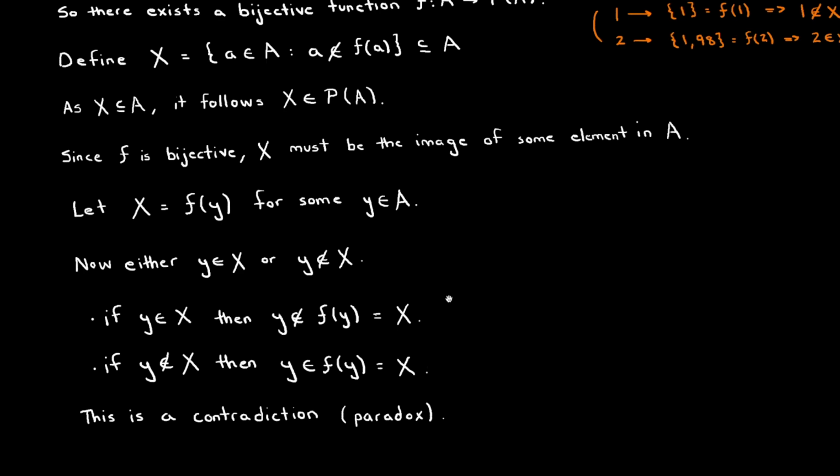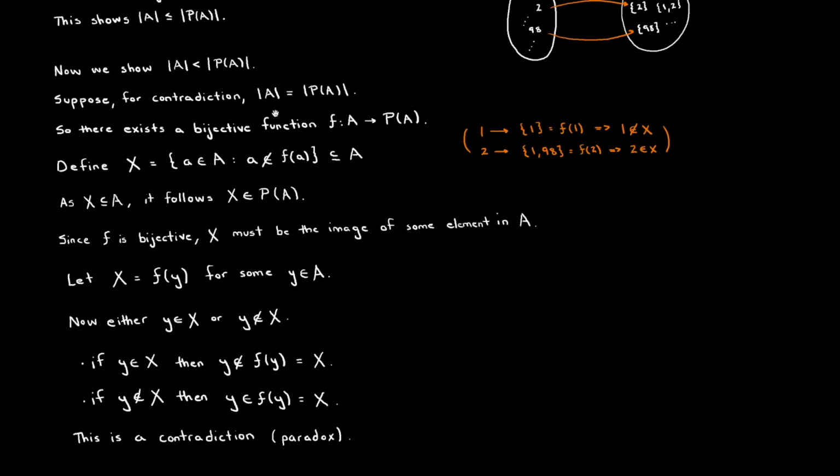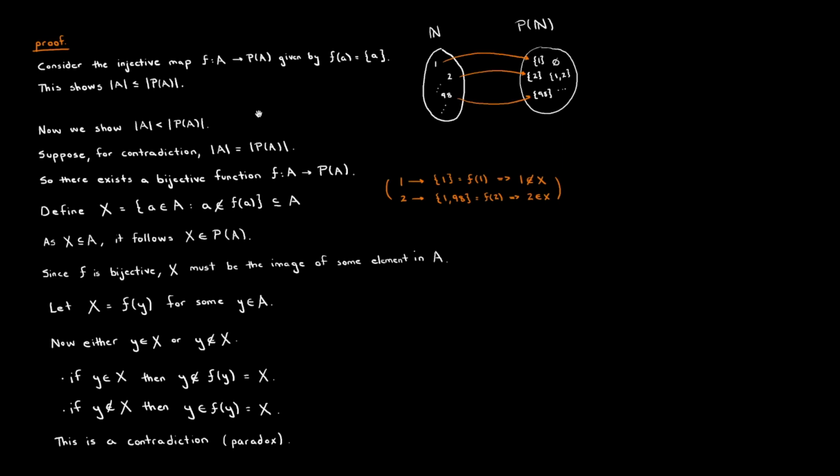So this is a problem, right? Because like I said, y is an element of A, and X happens to be a subset of A. So y should either be in this subset or it should not be in this subset. And so we've gotten a paradox here. When we suppose y is in X, we get a contradiction. When we suppose y is not in X, we also get a contradiction. So we're not sure which one it is. And the reason we got this contradiction is because of the assumption that there is a bijection between A and the power set of A. So this completes the proof of Cantor's theorem, which shows that the cardinality of A is strictly less than the cardinality of the power set of A.